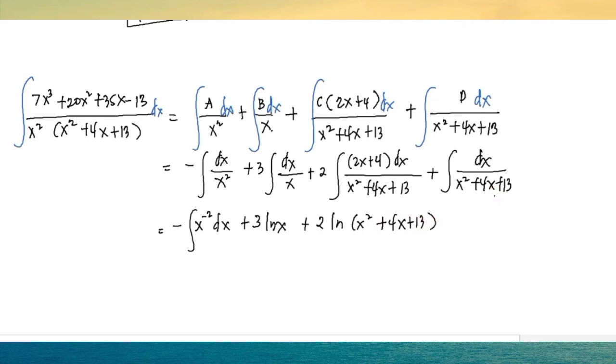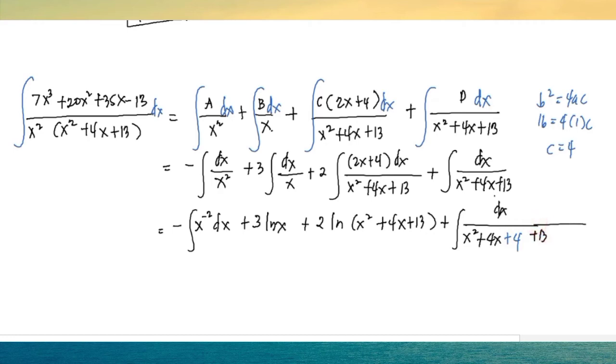Then here we have to complete the square, so that's plus integral of dx over x squared plus 4x. So babalikan natin, we have b squared is equal to 4ac. B is 4, so that's 16. 4 times 1 times c, and c is equal to positive 4. So we have 2 plus and minus 4, so that's plus 4 plus 13 minus 4.